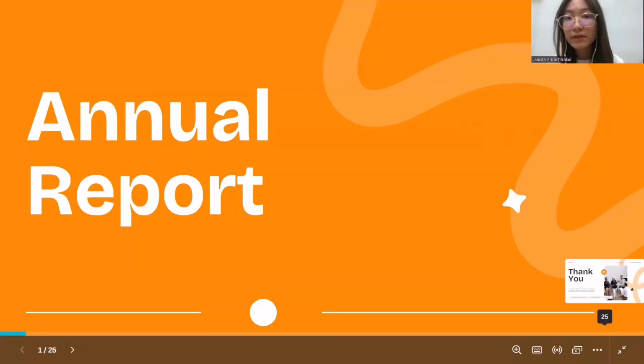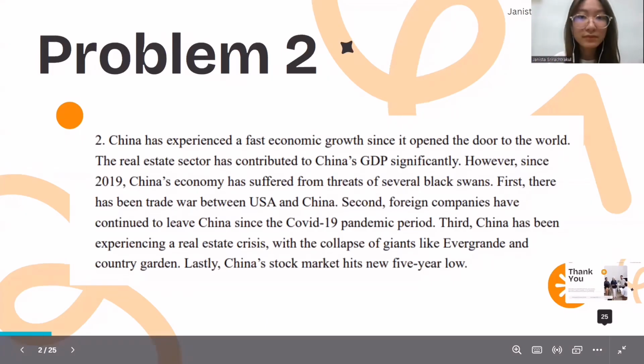So this is the second part for our annual meeting. This is a problem about China and the US since they've been competing against each other about economic growth, also the effect of the COVID-19 pandemic for the last few years.